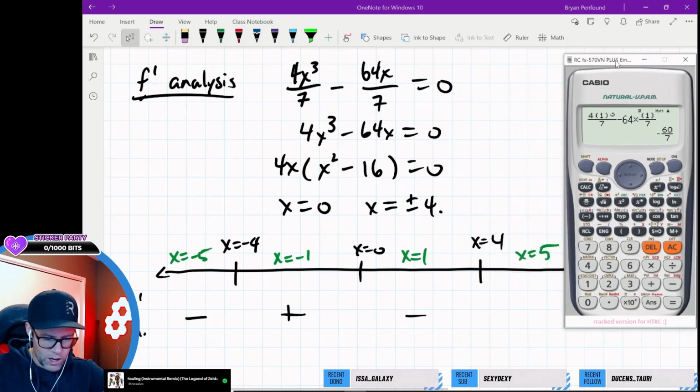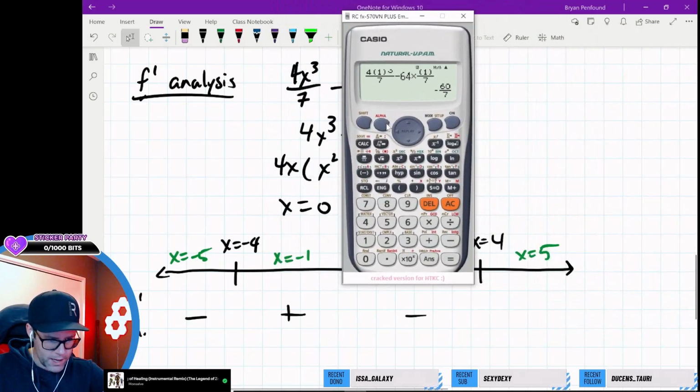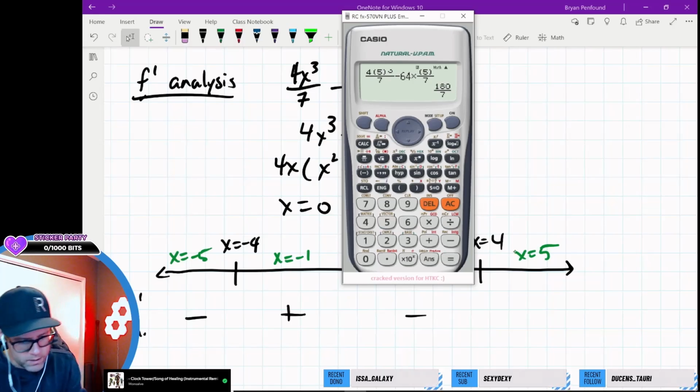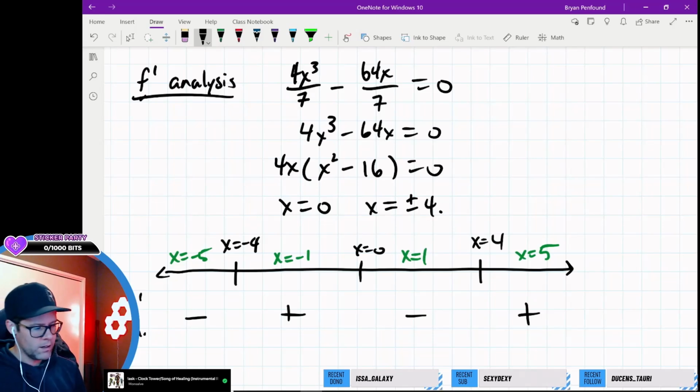I guess this is an odd function then, so I should suspect this last one hopefully to be positive if everything goes well. So we have a 5, and we have 5, and that does give me indeed a positive sign on that first derivative.